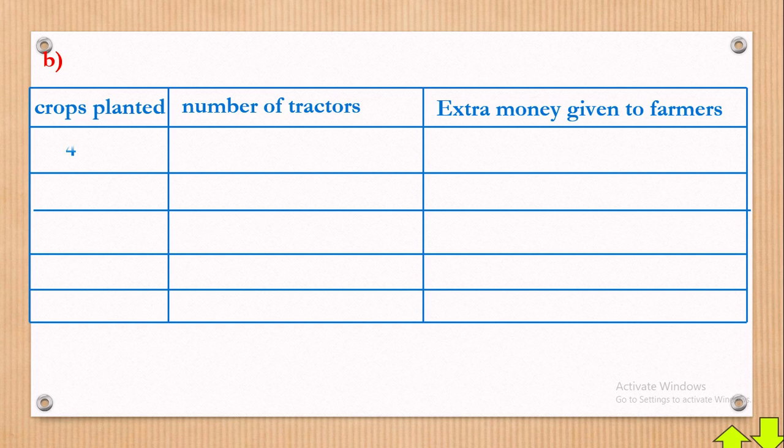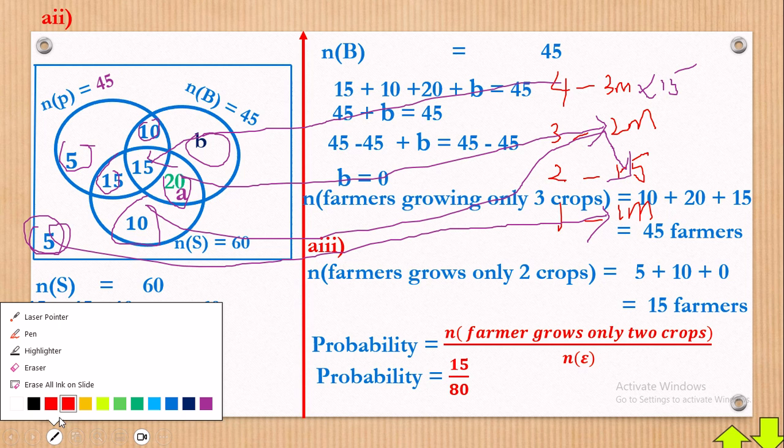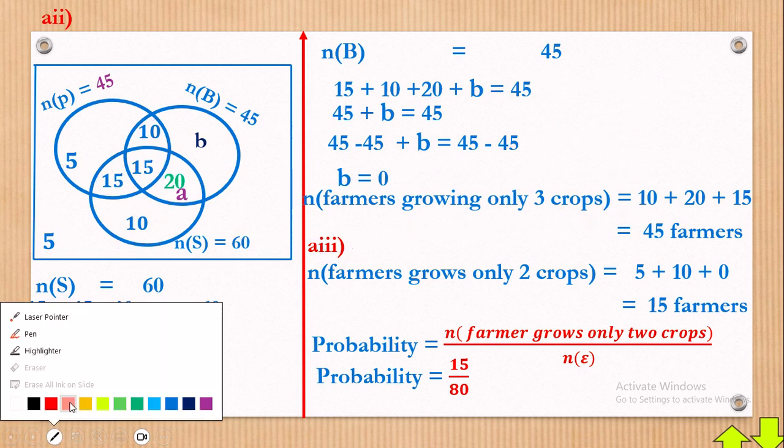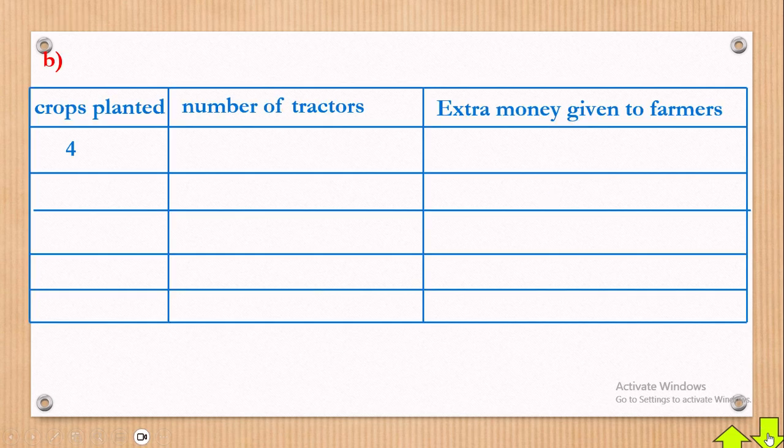You all know that. For those who planted the 4 crops, how many were there? There were 15, from here. So you're going to use 15 all through. It will be 4 times 15. Why? Because they give 4 tractors each to those who grow 4 crops. Times how many are they? 15. We shall get 60.